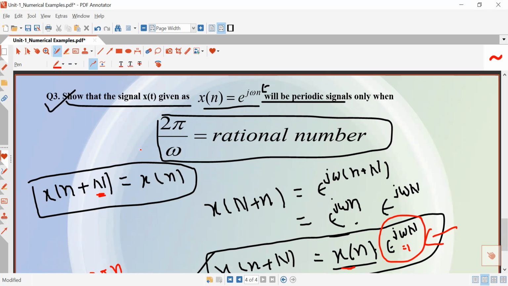In the next lecture I will discuss some other types of signals, energy signal, power signal, and some of the test signals, for example unit step signal, ramp signal, etc. And I will discuss the properties of those signals also.